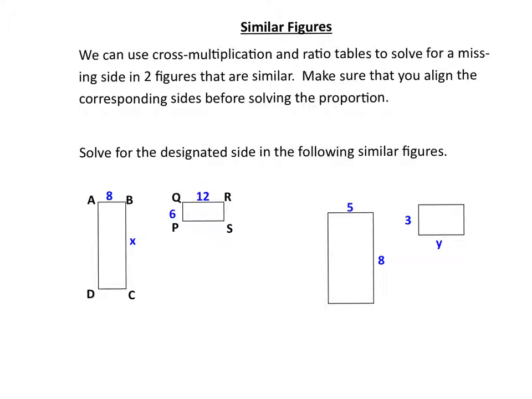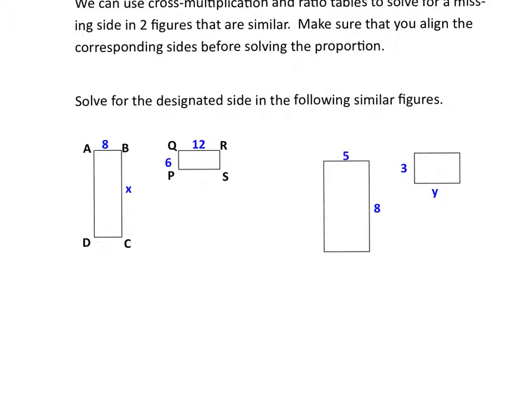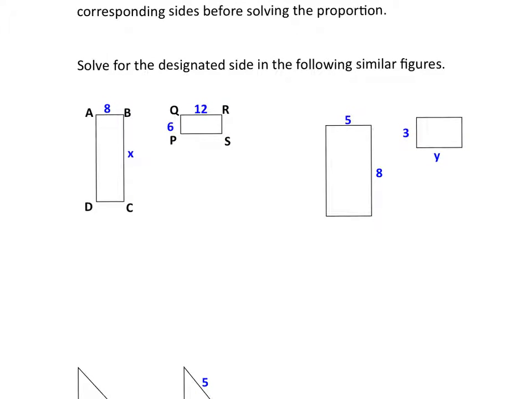Now, we can use this information to help us in figuring out a missing side. Some of them will be a little bit easier. Let's take a look at the first 2 rectangles, rectangle ABCD and rectangle PQRS. If we look at this rectangle, we can notice that for the short side compared to the long side, we're comparing 8 over x to 6 over 12.